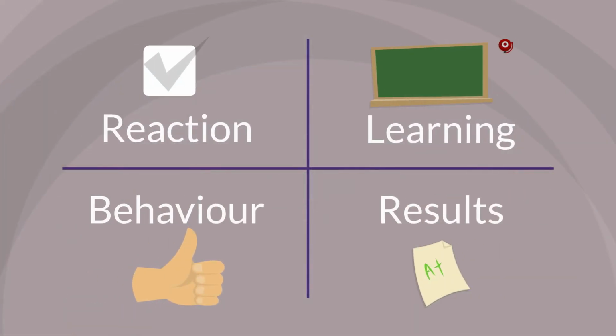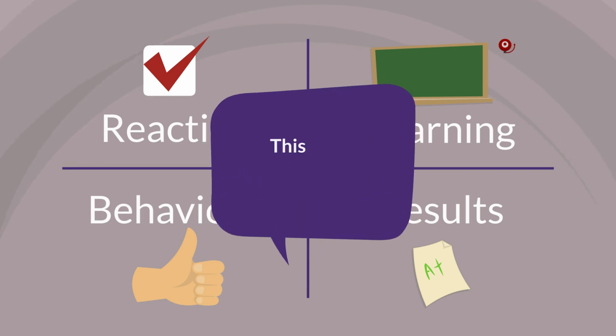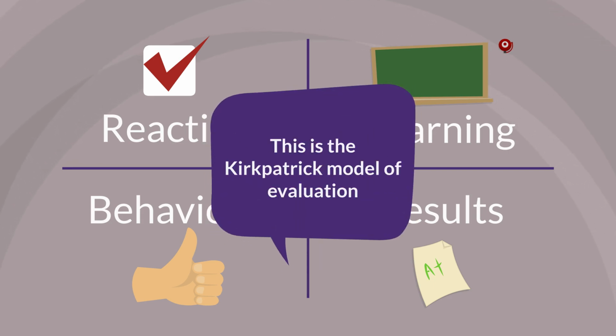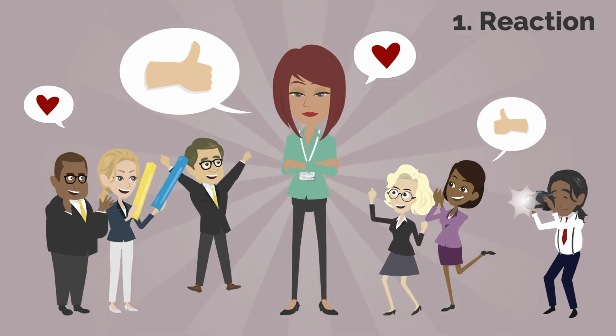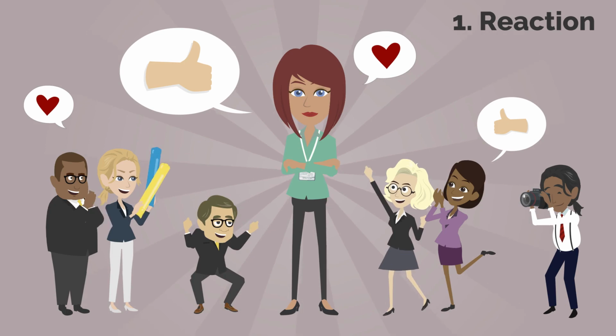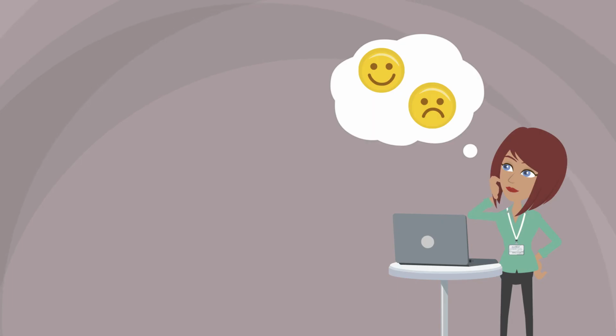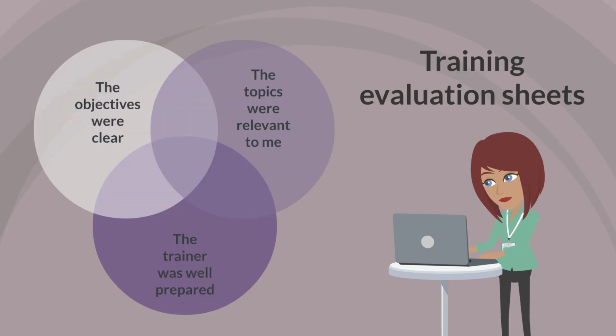There are 4 basic ways to measure the effectiveness of training. This is known as the Kirkpatrick model of evaluation. This is just one of many possible ways to evaluate training. The first step in this model is the learner's reaction to the training. Did they like it? Did they find the training materials useful? To what degree did the learners react favourably to the training? These reactions are most often recorded in training evaluation sheets handed out at the end of training courses.